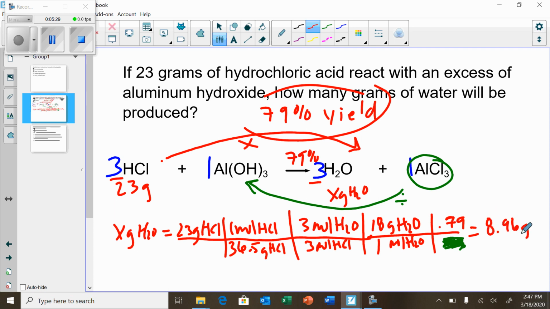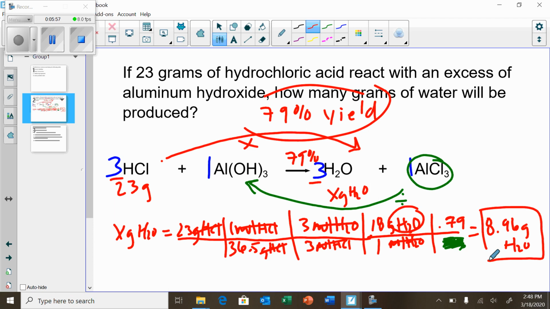8.96 grams of H2O. I forgot to cross my units off. That crosses off. That crosses off. Moles of H2O crosses off. My final units, grams of H2O. And there it is, you guys. There's my answer. Okay, so that's how you handle a percentage yield. Most of the time you're going to see that moving left to right, so you're almost always going to multiply by the percentage yield. If you are going right to left, then you have to divide by it.